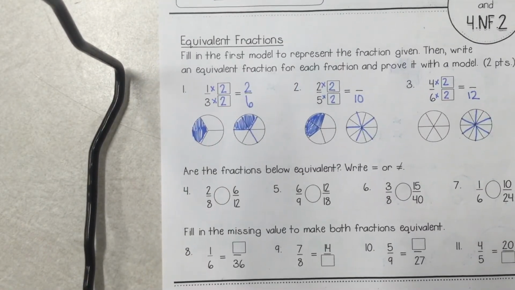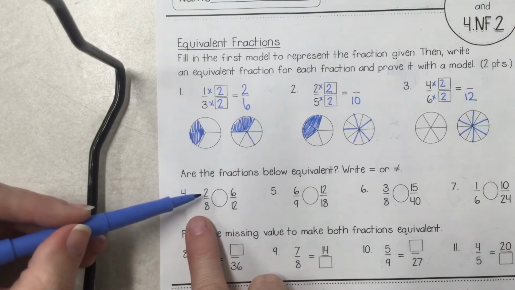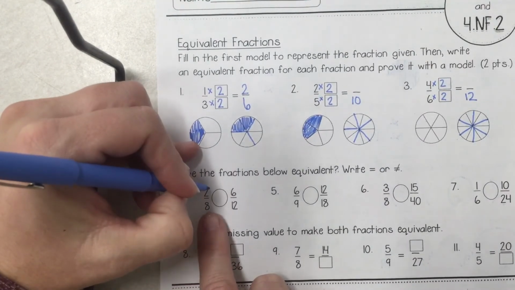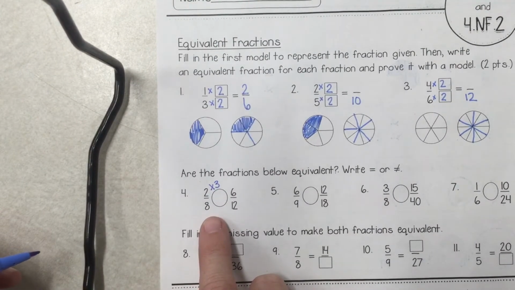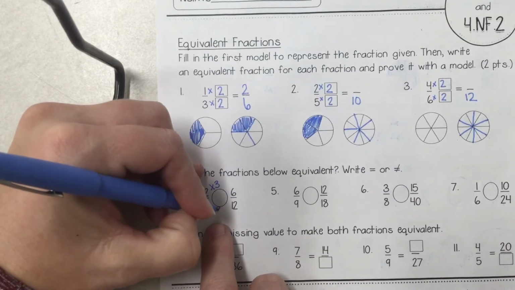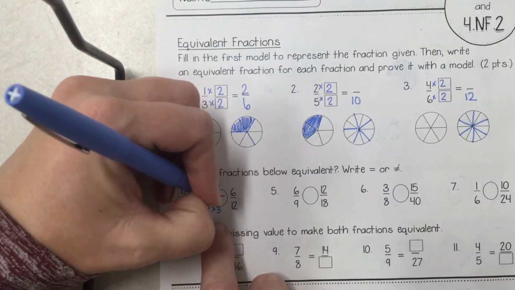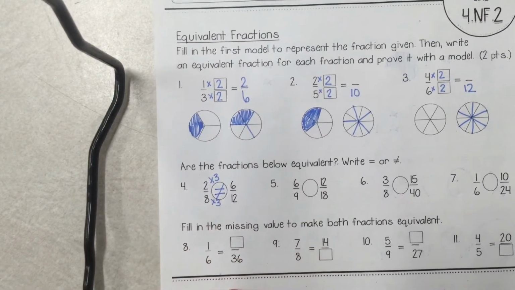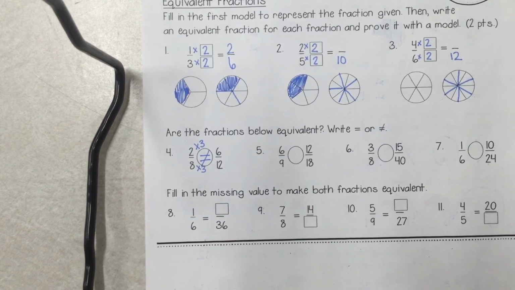Down here it says, are the fractions below equivalent? Write equal or not equal for each one. All right, so on this first example, is 2/8 equal to 6/12? Well, I think to get from 2 to 6 using multiplication, I have to do times 3. But 8 times 3 is not 12. 8 times 3 is 24. So this one is not equivalent.